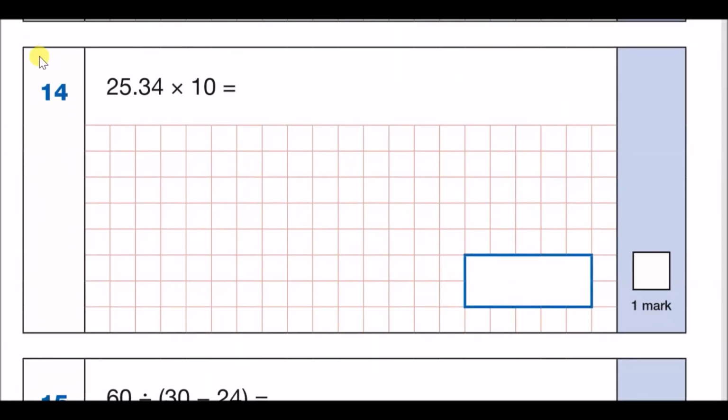Now, number 14. So we've got 25.34 times 10. Okay, these questions are easy. When you get these kind of questions, you can't get it wrong. When you're multiplying by tens or hundreds, you literally just move the decimal place by the number of zeros you see. So times it by 10, you've got 1 zero, so move this decimal place 1 time across. So then this will end up here. So it'll be 253.4. So the answer is 253.4.